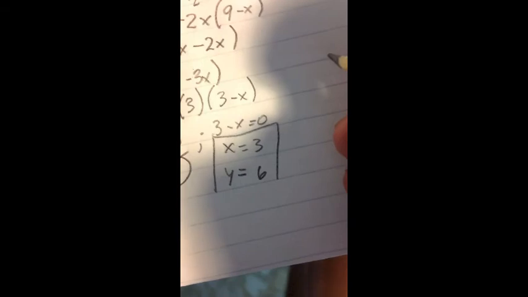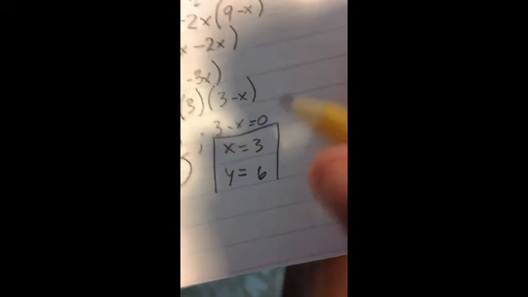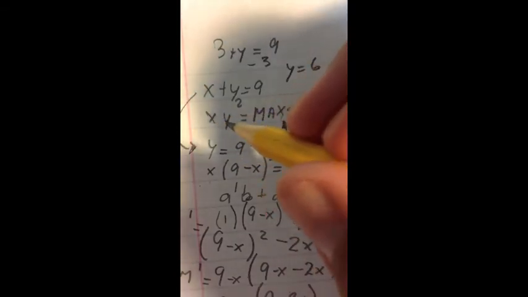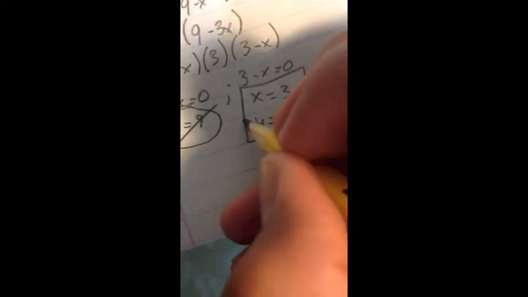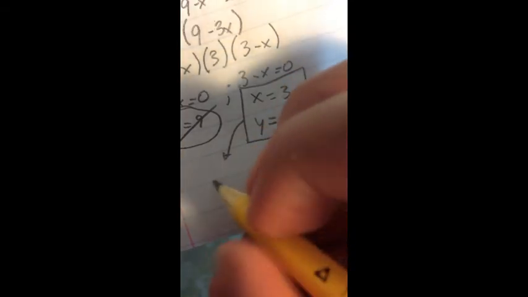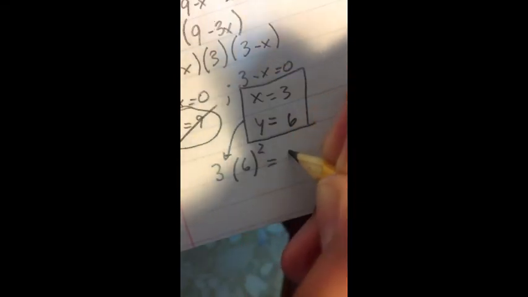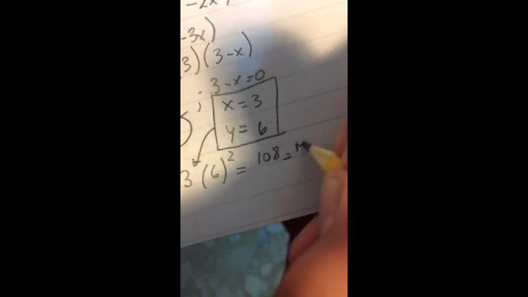But it's asking us for the product, so we just multiply x times y squared. So we take these two numbers, x times y squared, which gives us 108. And that, ladies and gentlemen, is the max.